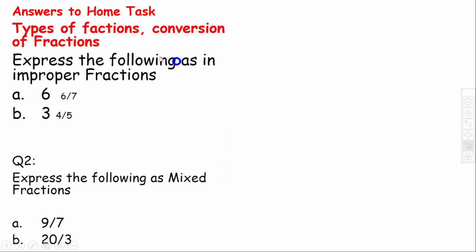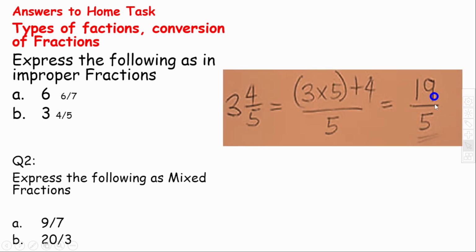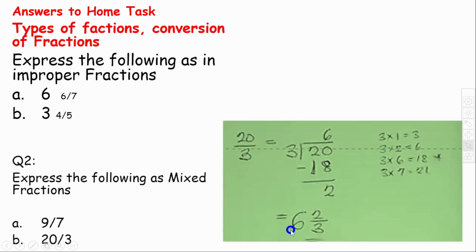Remember in the last class, I gave you some home tasks on types of fractions, conversion, and conversion of fractions. These are the answers to those home tasks. The final answer to the very first question is 48 over 7. The final answer to the second question is 19 all over 5. The final answer to the third question is 1 whole number 2 all over 7. The final answer to the last question is 6 whole number 2 all over 3.